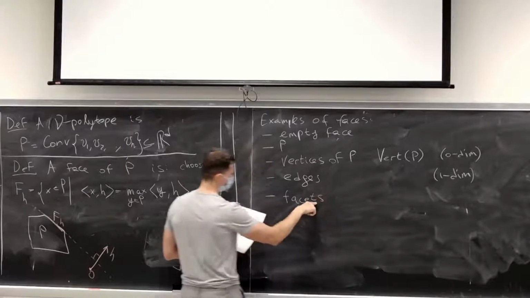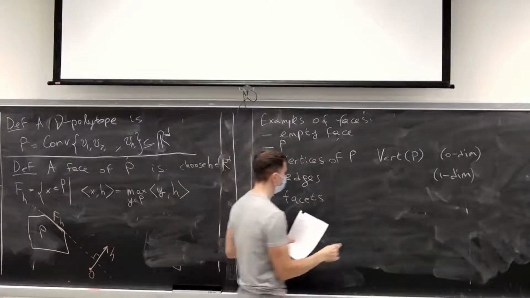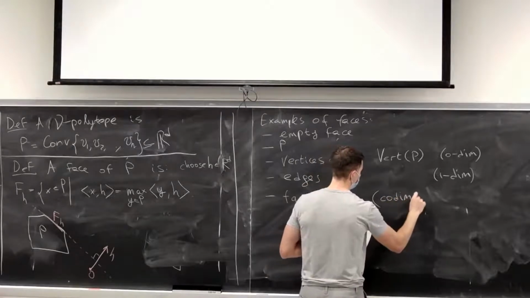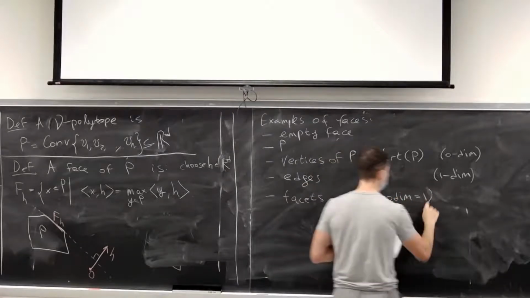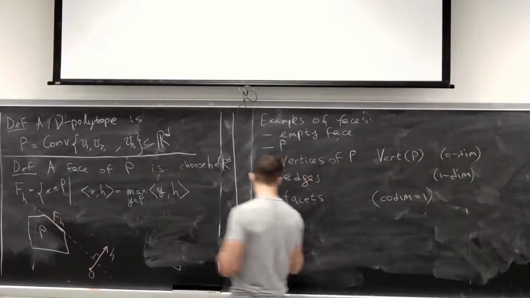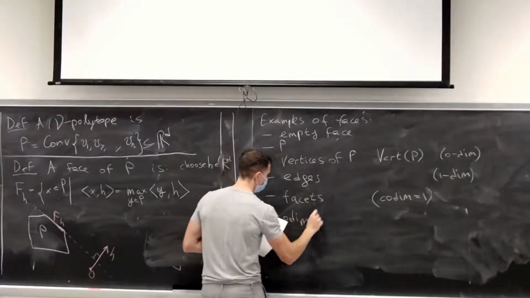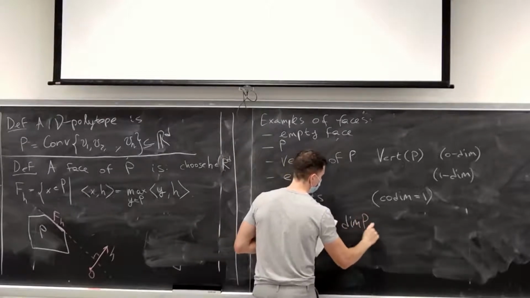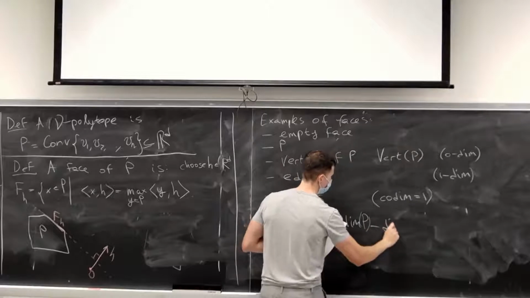Facets, there's an extra T in there. And facets correspond to codimension 1 faces, where the codimension of a face is just by definition the dimension of P minus the dimension of the face.